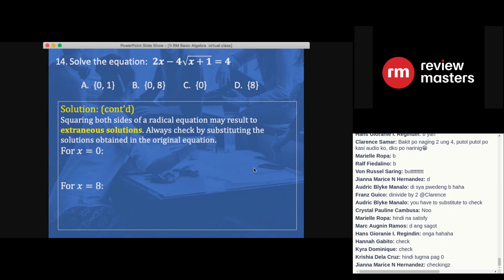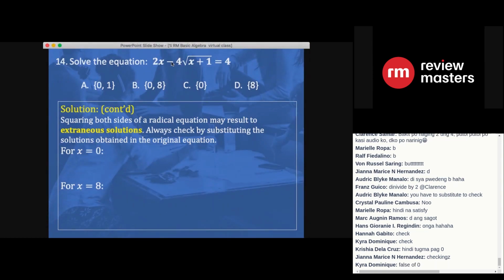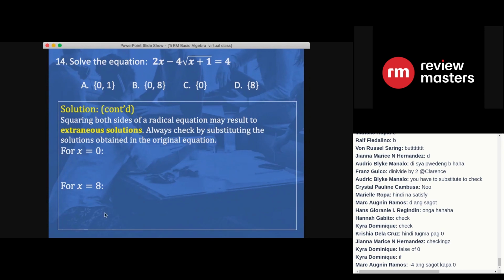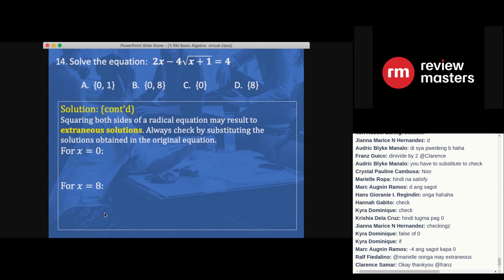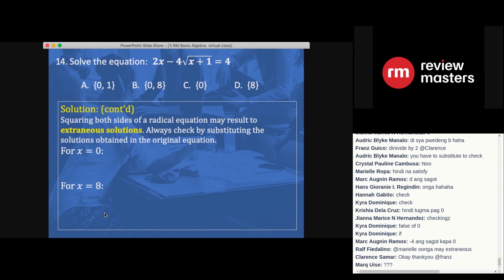We have to check whether the 0 here and the 8 here are correct, meaning they are solutions. But if it turns out not true when you substitute it, then that will be an extraneous solution. Okay? So let's substitute.